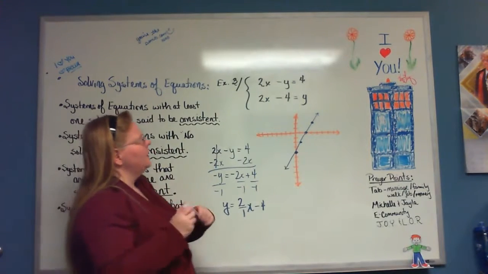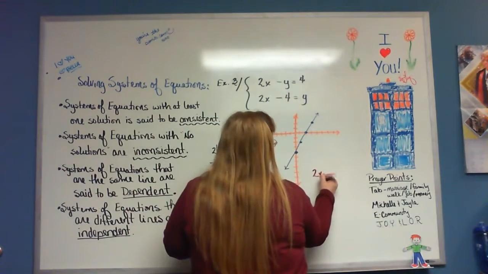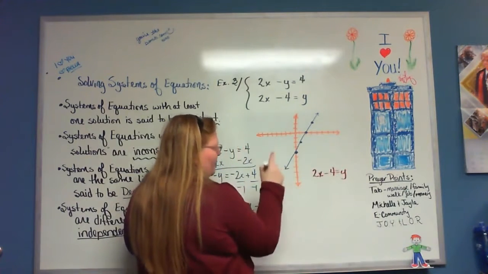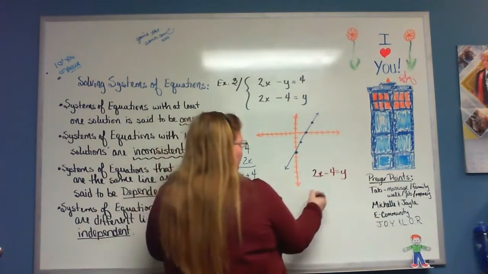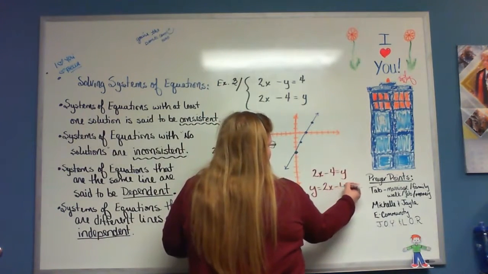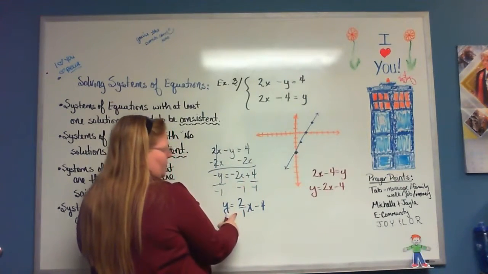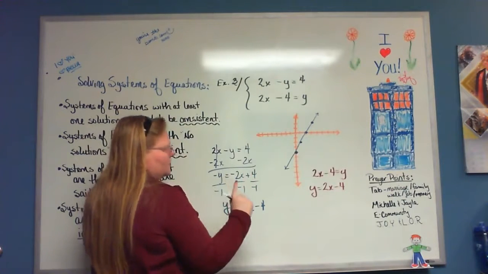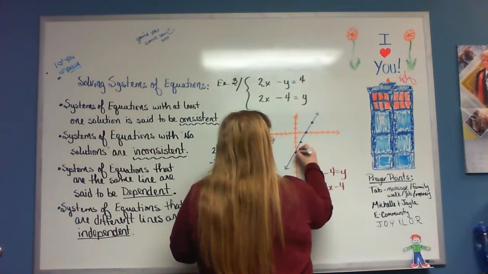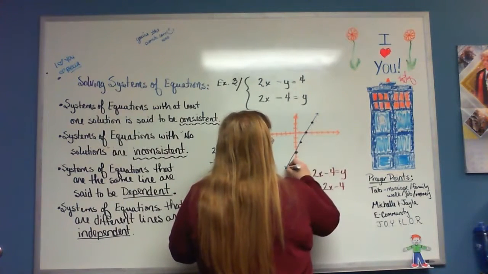The other one I'll do in pink. It was 2x minus 4 equals y. Got to get the y by itself, but wait, the y is by itself. So if I flip it like a pancake so I can see it the way I want to see it, I get y equals 2x minus 4. That's 2x minus 4. The same line. Didn't look the same up there, but it is the same down here. So if I were to graph it, it would be directly on top of it.